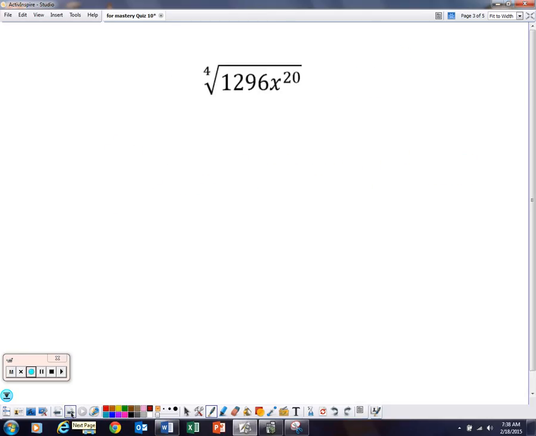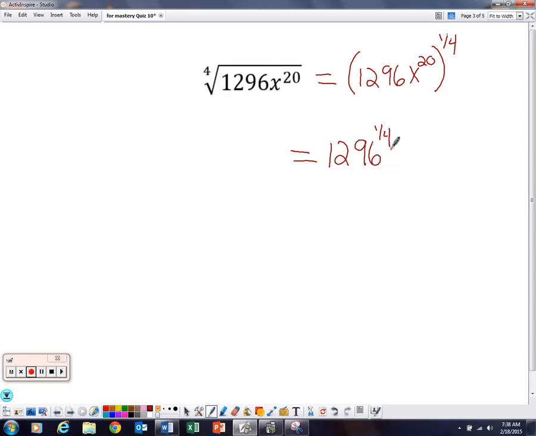The next one says the fourth root of 1,296 x to the 20th. I'm going to first rewrite this as 1,296 x to the 20th, all to the 1/4 power. Now remember, that exponent on the outside goes to everything inside. So I can rewrite this as 1,296 to the 1/4 power times x. Now 20 times 1/4 is 5, so that becomes just x to the 5th.